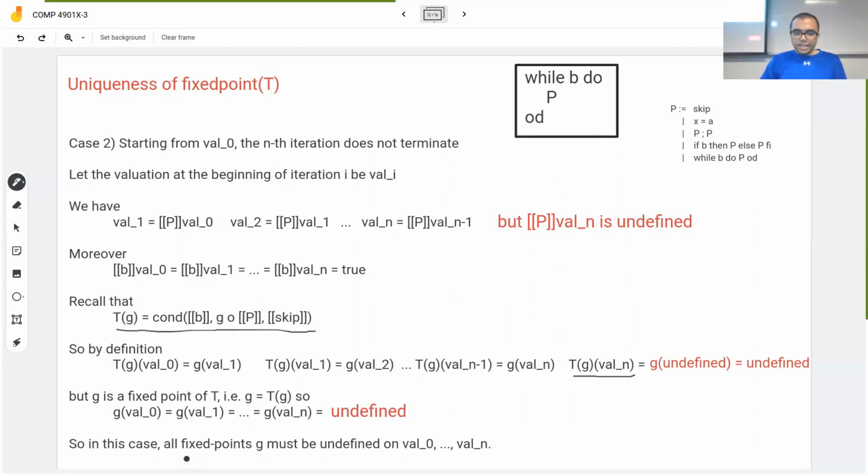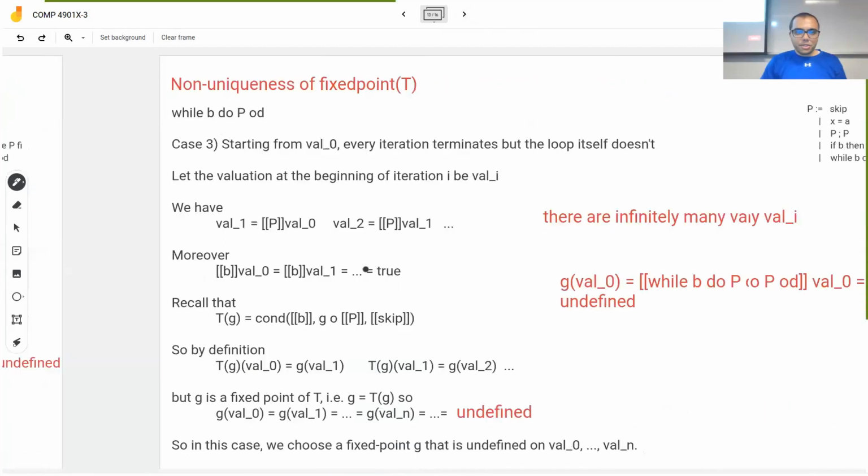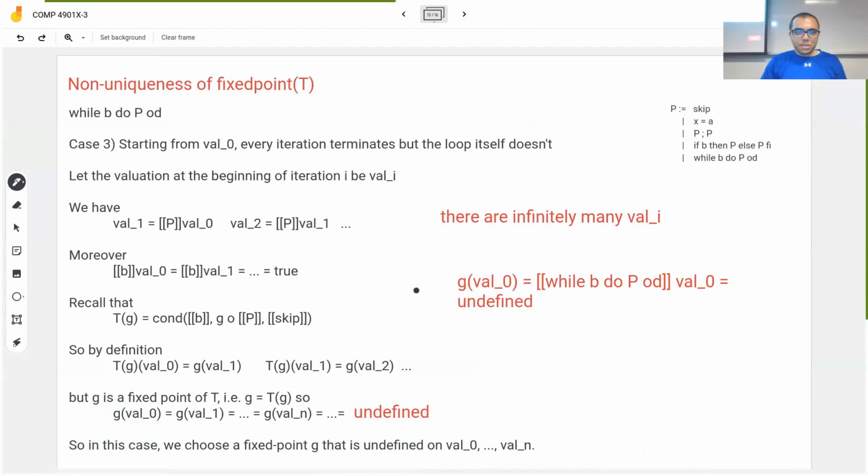So in this case, I also don't have a choice. Basically, all fixed points G must be undefined on all of these valuations. And actually, I cared about val 0. So I wanted to prove that it's unique for every val 0. So this part, the fact that they all agree on the rest of it and they're undefined, that's just something extra that I'm getting. Okay. So in these two cases, I didn't really have much of a choice. Let's look at case 3.